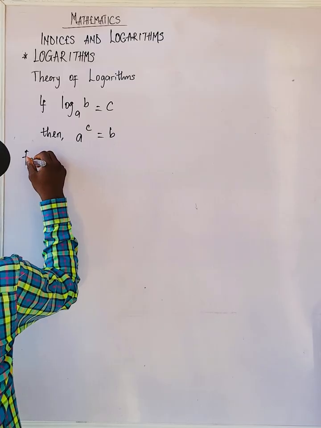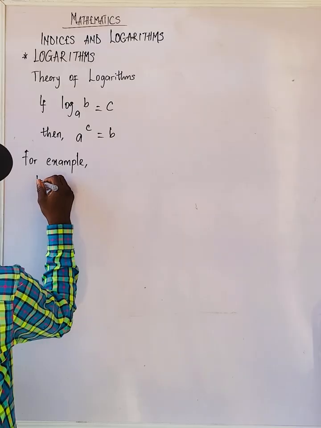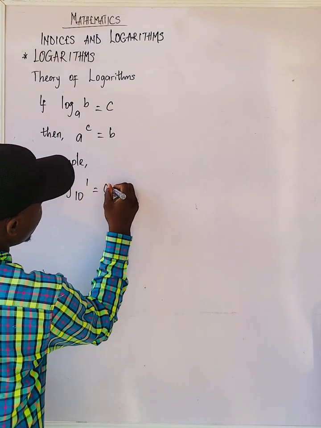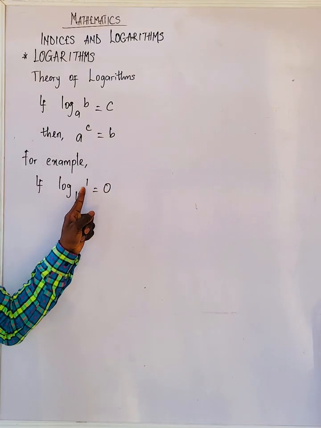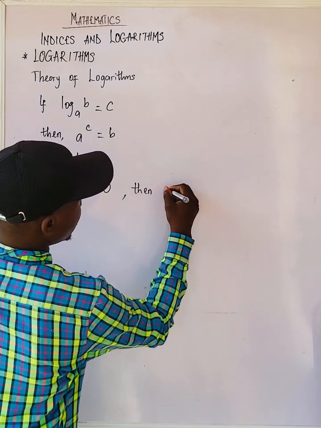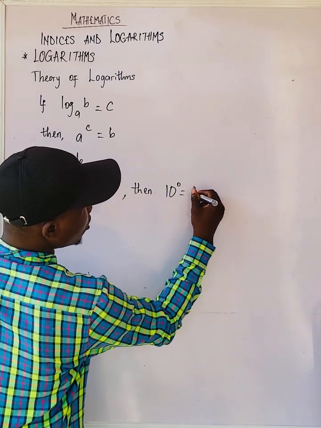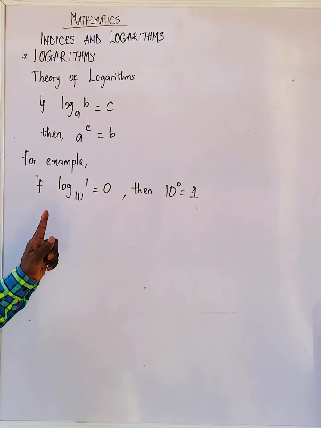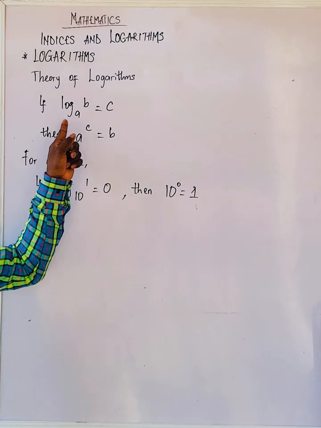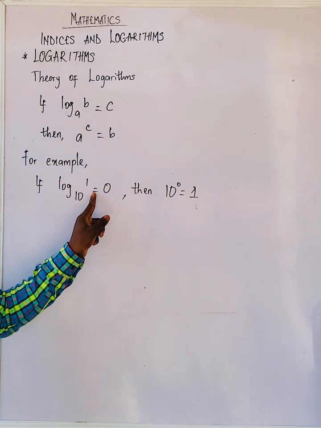For example, if log 10 to the power of 1 is equal to 0, what are we trying to say? Then 10 to the power of 0 is equal to what? 1. Then 10 to the power of 0 is equal to 1. Do you understand? If log a to the power of b is equal to c, then a to the power of c is equal to b. 10 to the power of 0 is equal to 1.